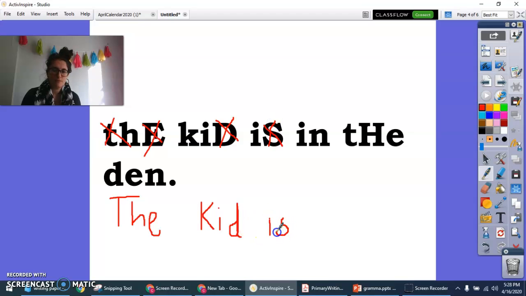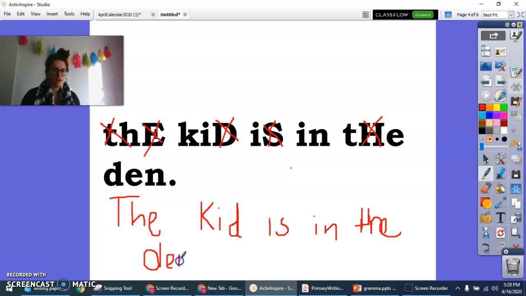Is in. That word looks good, but I still need to rewrite it so my sentence makes sense. In the. I see an uppercase H, and it needs to be lowercase. The. I'm going to give my H a little bit more of a tail because it looked a little bit like an N. The kid is in the den, and I have that word den in all lowercase letters ready to go.